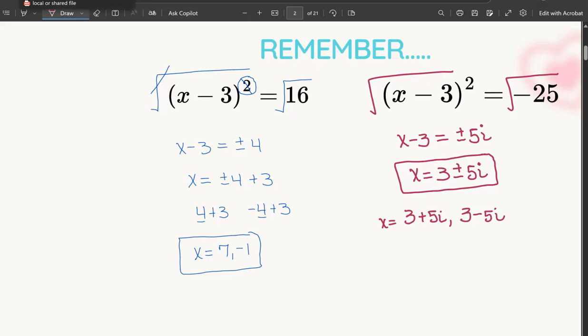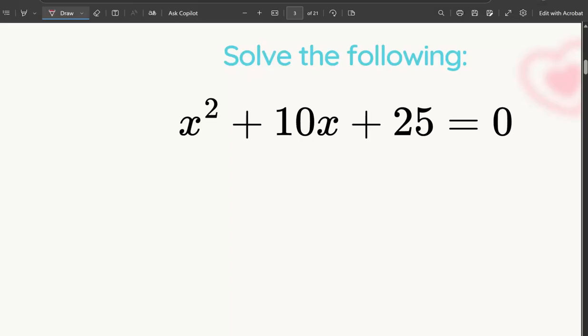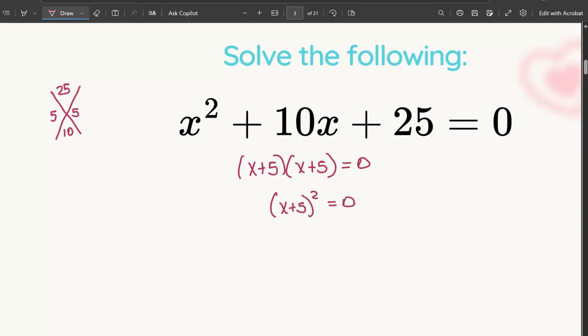And so we're going to be using this process when we complete the square. There's going to be a little bit of missing information that we have to figure out. And so here, I know that I can solve this one by factoring because I just need two numbers that multiply together to give me 25, that add together to give me 10. I know those two numbers are 5 and 5. And so this factors into x plus 5, x plus 5. Or we could rewrite that as x plus 5 squared equals 0.